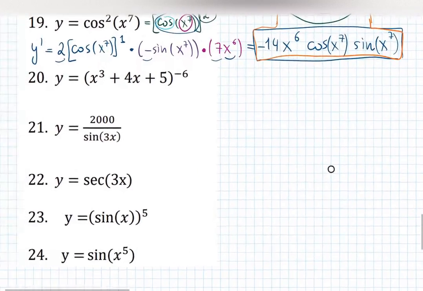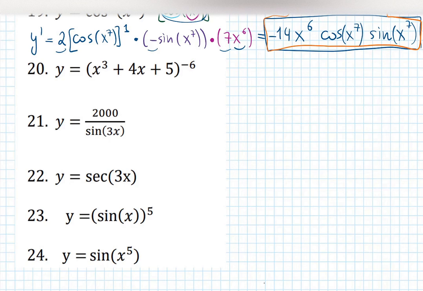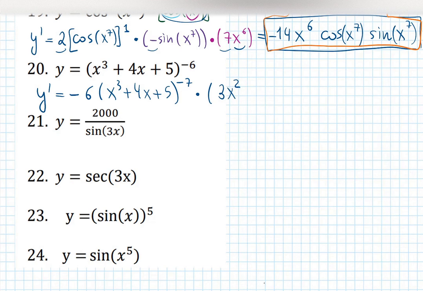Almost done. Y prime for number 20 is negative 6 goes down, x cubed plus 4x plus 5, decrease the exponent, becomes negative 7, times, now we can look inside and differentiate this polynomial, 3x squared plus 4. Done.